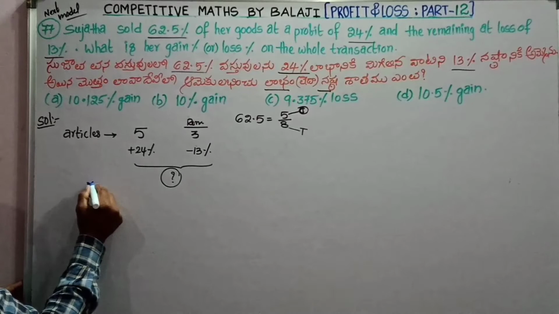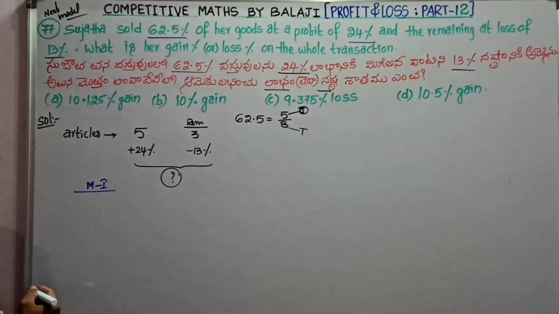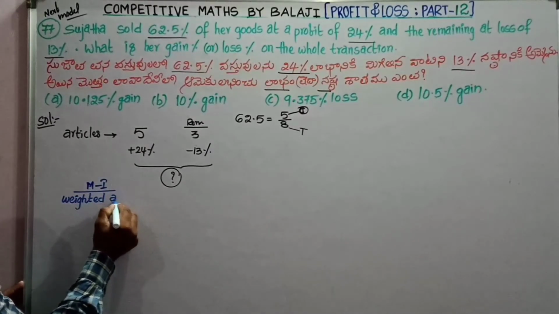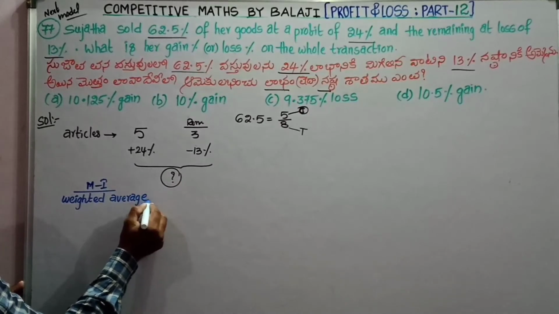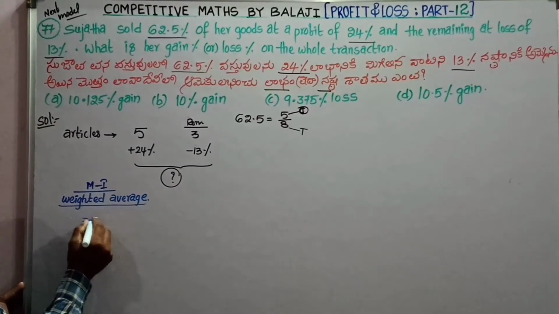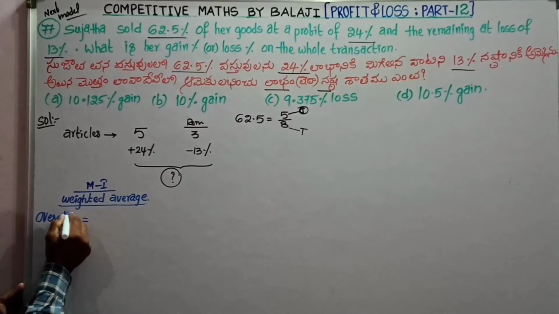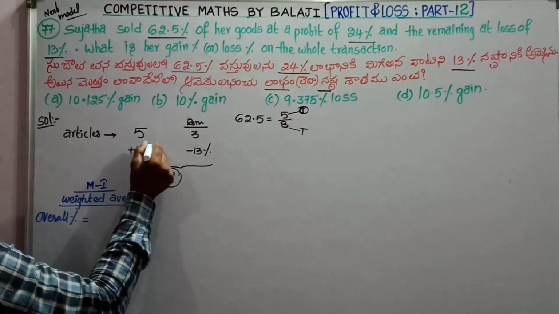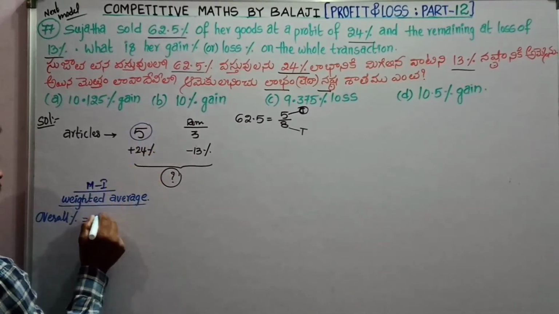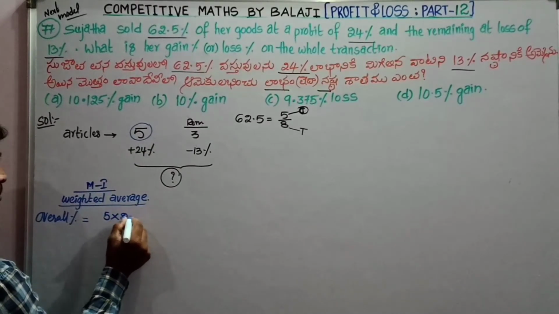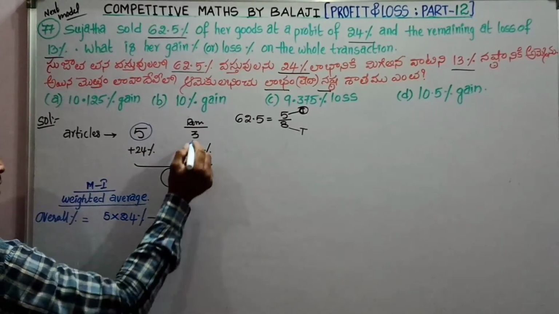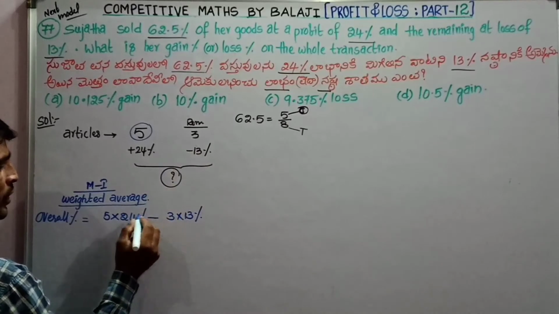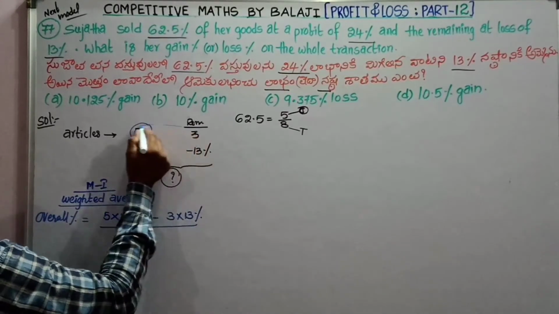Method 1. Weighted average method. It is called weighted average method. Yes, we have to find the overall, that is average, profit or loss percentage. Overall profit percent or loss percent is equal to, she sold 5 articles at the rate of 24% profit, that is 5 into 24, minus 3 articles at 13%, 3 into 13%. Since it has a minus symbol, we get minus here. Why? Total articles are 8.